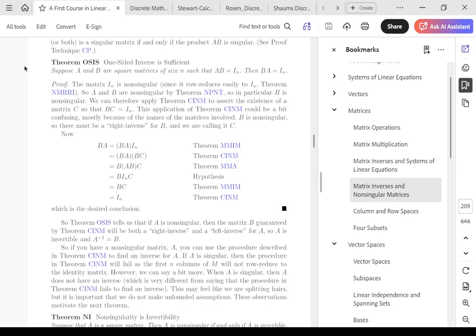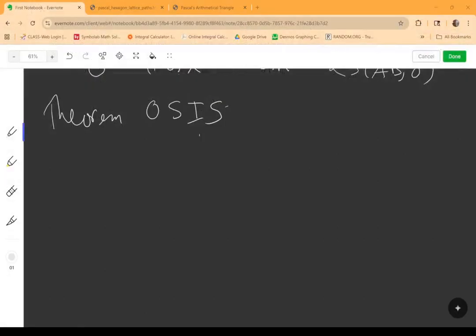Okay, so let's work through this, and at the end we'll debrief as to what this means in terms of inverse matrices. All right. So for theorem OSIS, again, it states that if AB is the identity matrix, then B times A is also the identity matrix. Okay, now let's start our proof here.